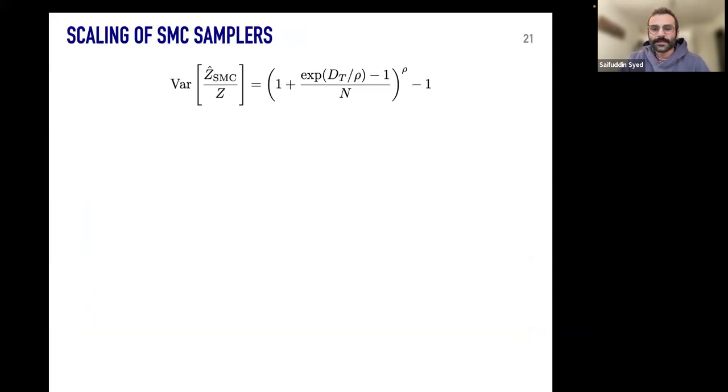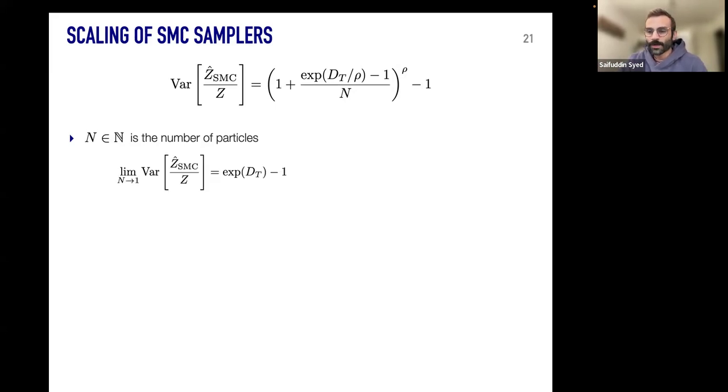So given this SMC sampler, we can now take limits in different regimes and see how the number of particles, the resampling strategy, as well as the annealing distributions impact the variance of the normalizing constant estimator. So let's first look at the number of particles. Let's fix the number of distributions, and fix the effective resample size rho.